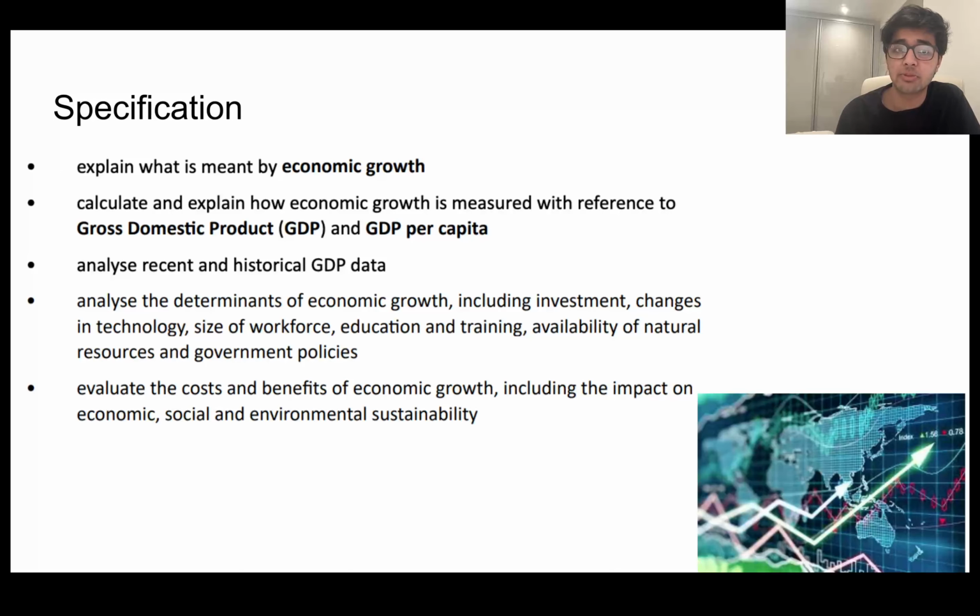You have to be able to explain what is meant by economic growth, calculate and explain how it is measured with reference to GDP and GDP per capita, which we'll cover. You also have to be able to analyze recent and historical GDP data from either a graph, table, or even a passage of text. Then, the two 6 markers they can ask you relate to analyzing the determinants of economic growth, including investment, changes in technology, size of workforce, education and training, availability of natural resources, and government policies.